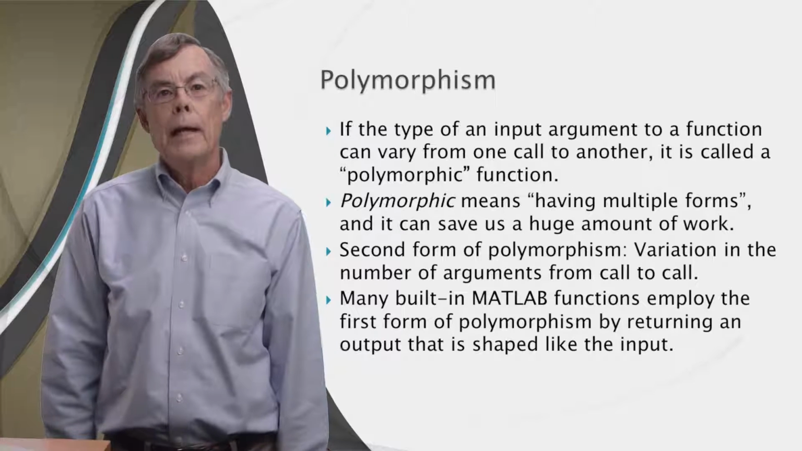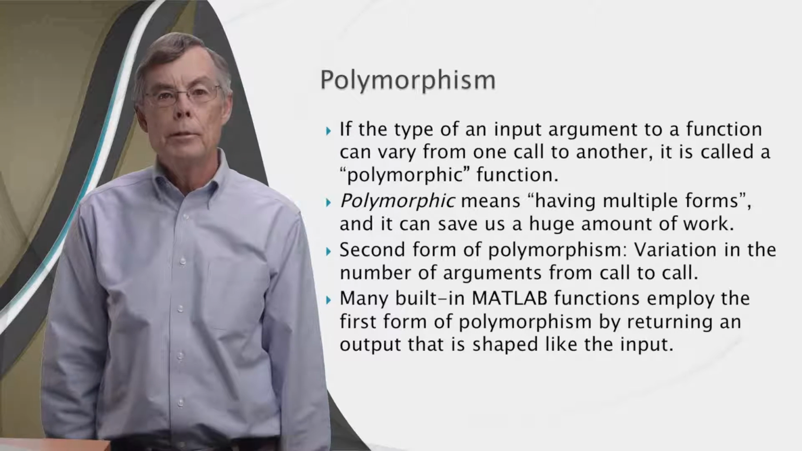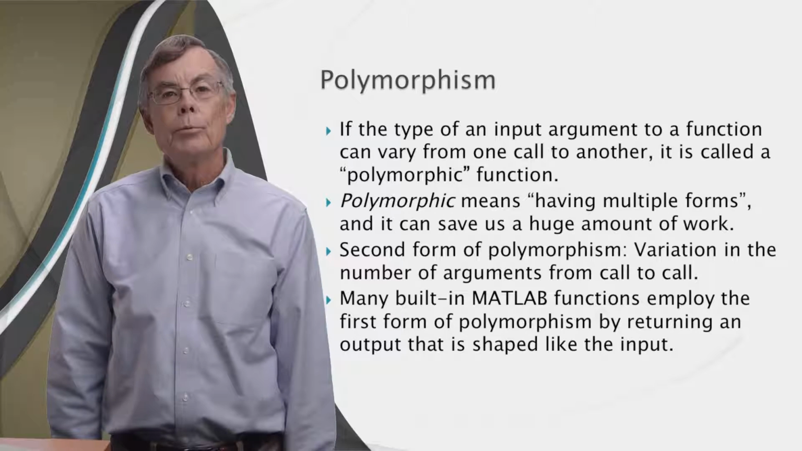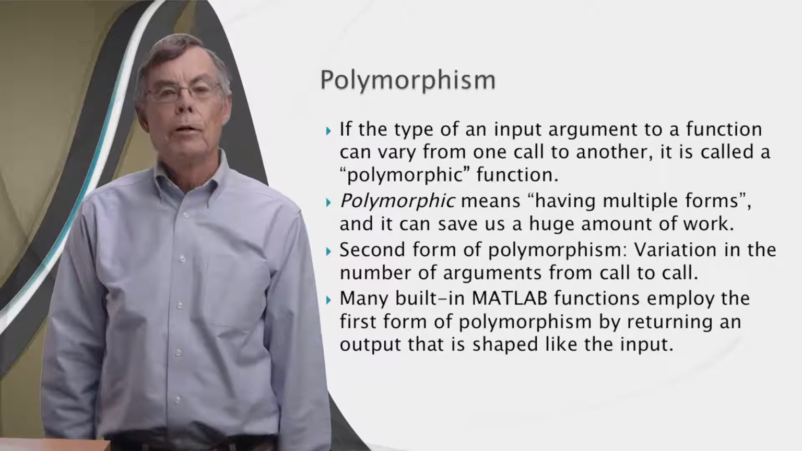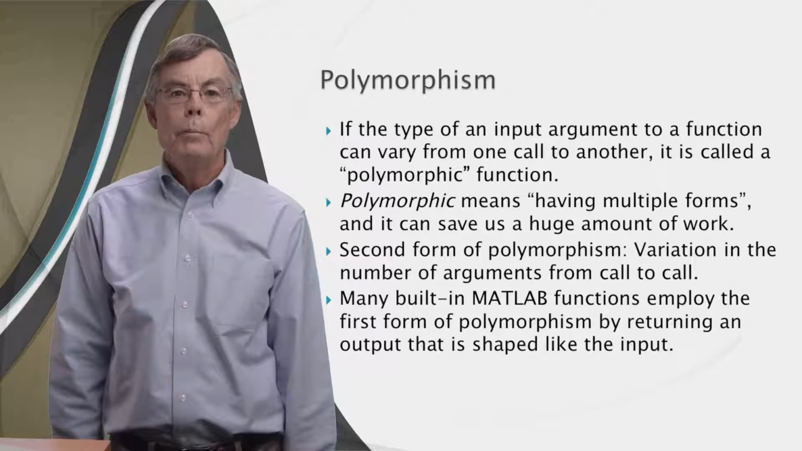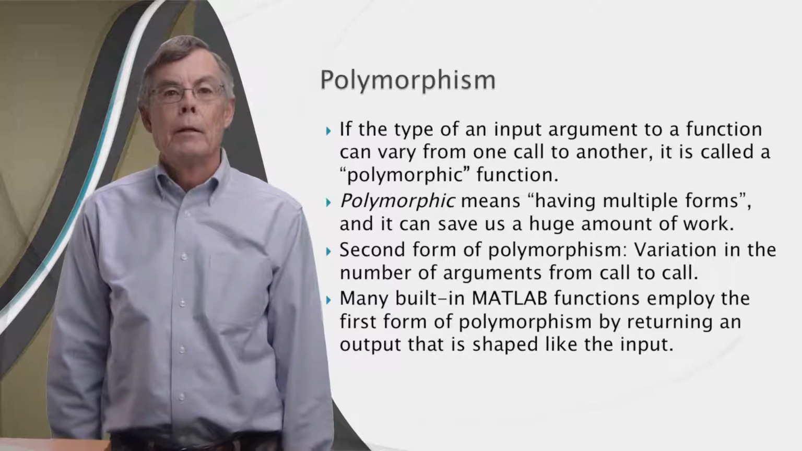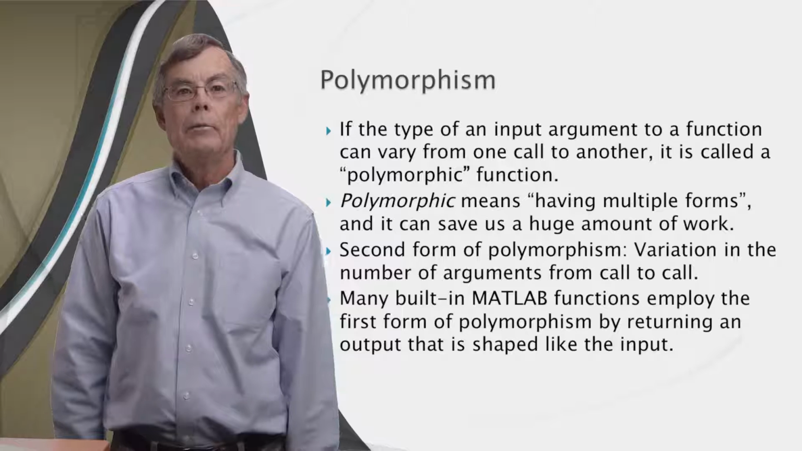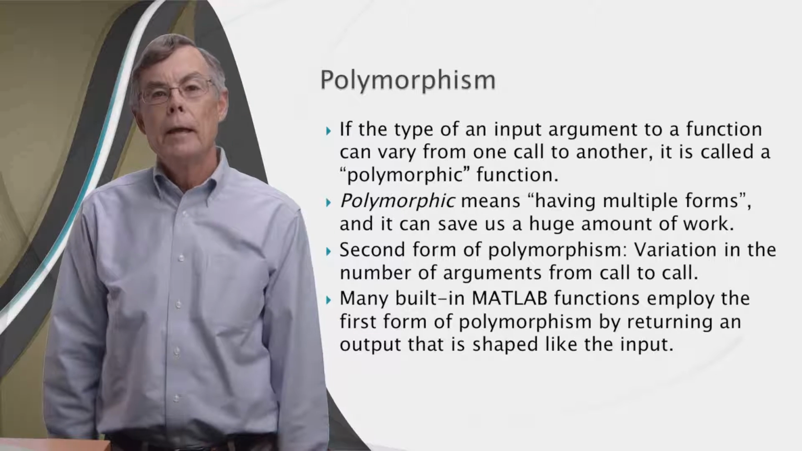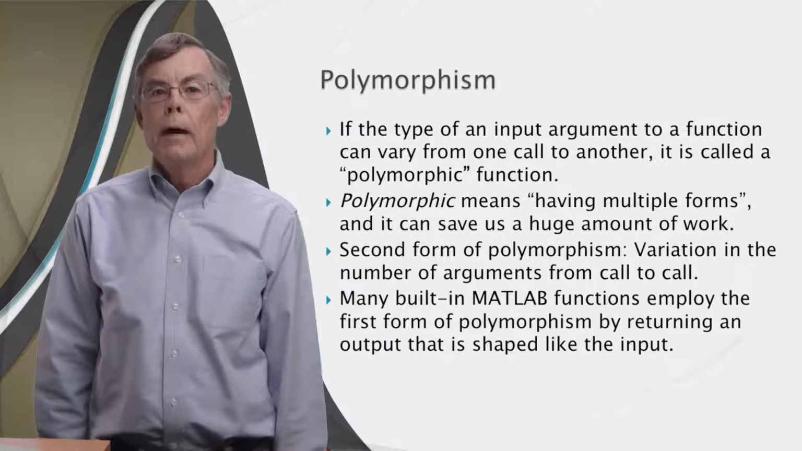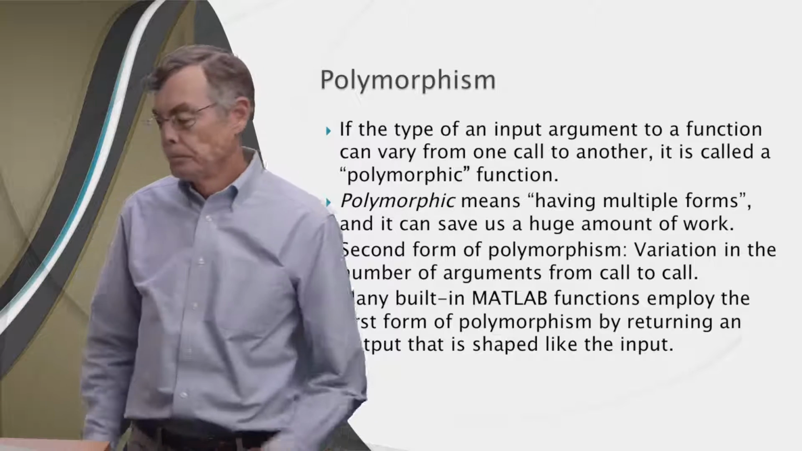Many built-in functions in MATLAB employ the first form of polymorphism by returning an output that's shaped like its input. For example, as we've seen, if we call the square root function with a 3 by 4 matrix, it'll return a 3 by 4 matrix. If we call it with a 1 by 2 matrix, it'll return a 1 by 2 matrix, and so forth. This shape-shifting of the output to match the input is in fact the predominant form of polymorphism in MATLAB, and it's very convenient. But not every built-in function behaves that way. And we're going to look at one right now that doesn't.